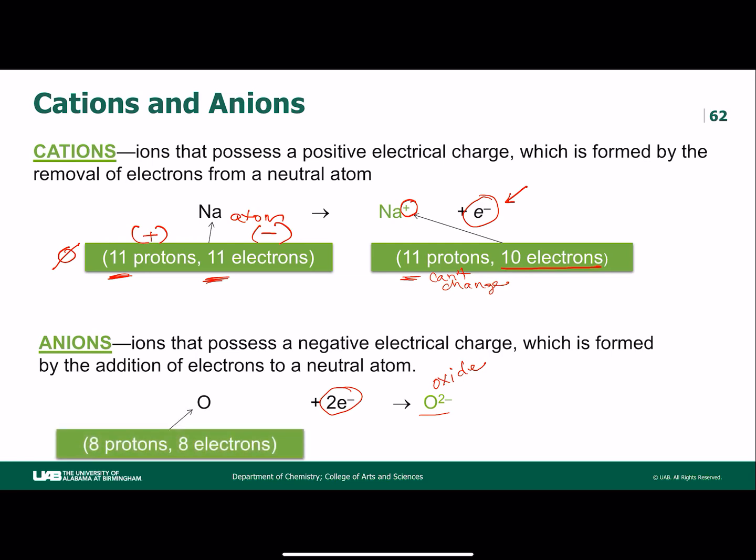For this atom, we have the same number of protons as we do electrons, and again, that atom will be neutral. But then on the right or product side, we have 8 protons. Again, it's oxygen. It cannot change the number of protons. But now we have 10 electrons. So we have 2 extra negative charges. And overall, my ion has a charge of -2.